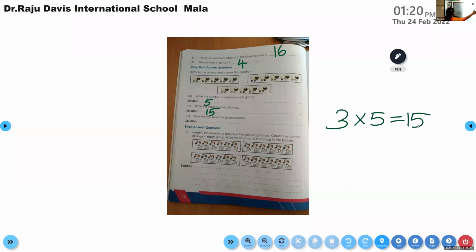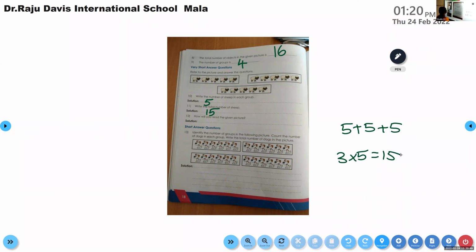See, listen, I will write once again. Here it is asked, write the total number of sheep. So first group having 5, second group having 5, third group having 5. That means here we can see 3 times 5. That is equal to 15. Okay, ma'am. One more question is here. How will you read the given picture? We already told there are 3 groups, each group having 5. So the total number is 15.